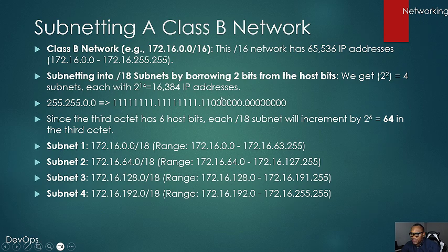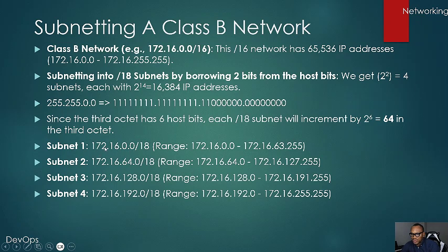So the remaining bits for the host in this third octet is 6. We have 6, so this third octet will increase by 2 raised to power 6, which is 64. So this third octet will increase by 64 in each subnet. And let's just go and look at it like that.